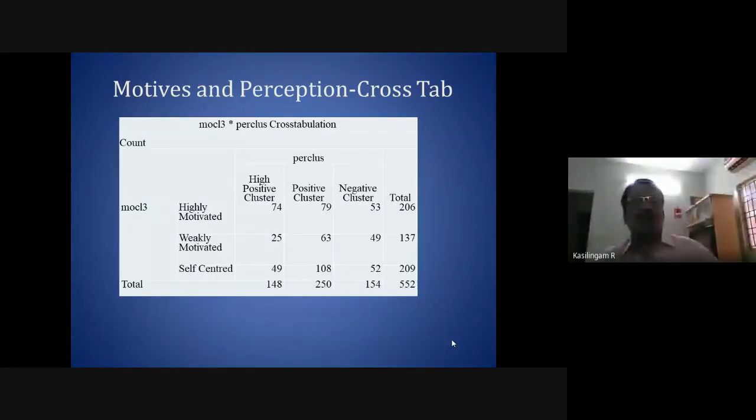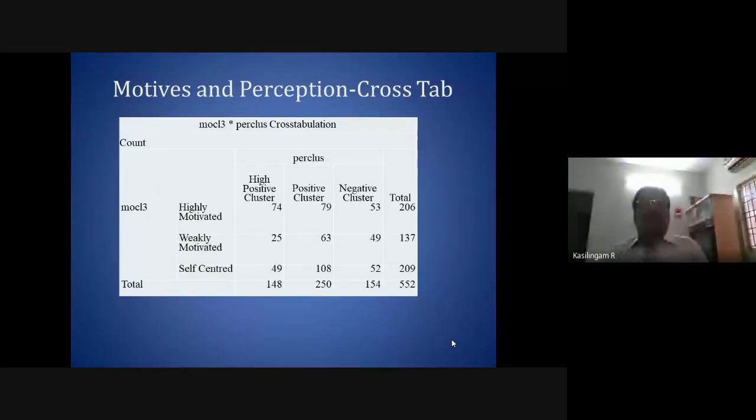Saving motive: highly motivated, weakly motivated, self-centered, which means there are three motives. Family-oriented motive, self-motive. If they have more in both, that is called highly motivated. If they have less in both, they call it weakly motivated. If they have more in self-centered, they call it self-centered. So there are two variables, perception and motives, both categorical, with three categories.